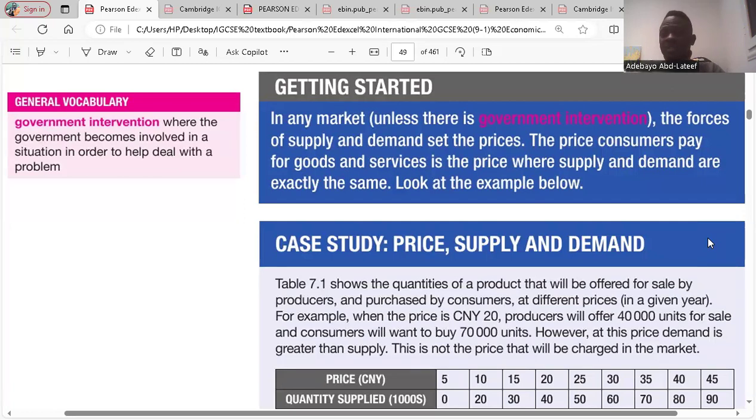So, except for government intervention, that means the government is taking charge. If the government is not taking charge, the market forces of demand and supply decide the price. That means price is determined by supply and demand. And the price at which demand and supply meet is called the equilibrium price.